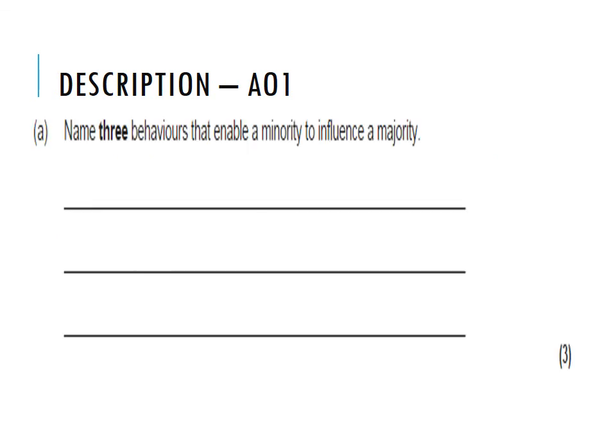You could get a simple one that's just naming. So name 3 behaviours that enable the minority to influence the majority. This is where your key understanding and knowledge of the specification is going to help you. So we know that 3 factors that affect minority influence are flexibility, commitment, and consistency.